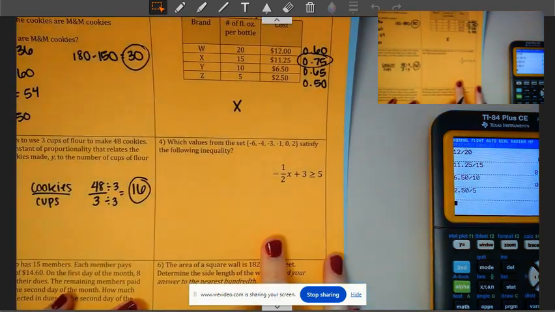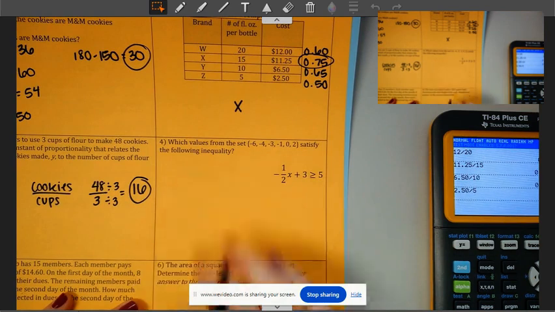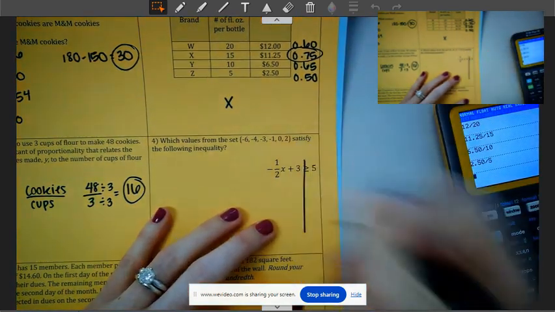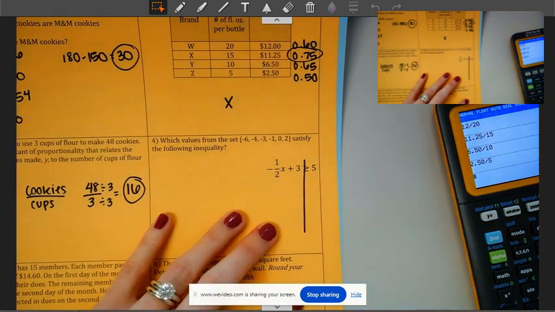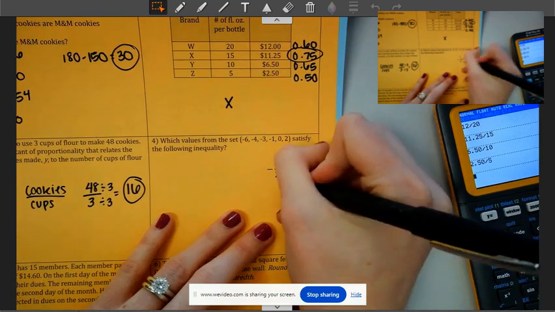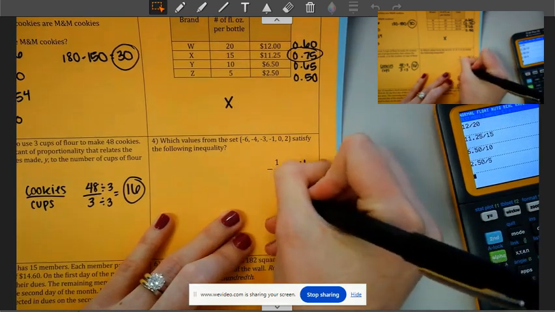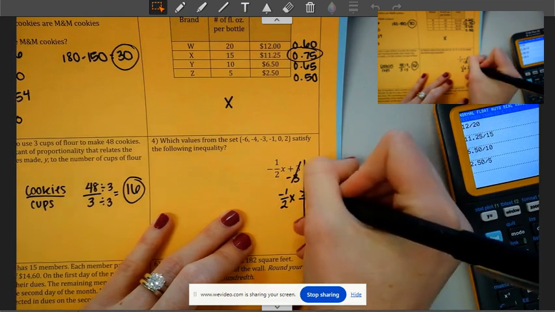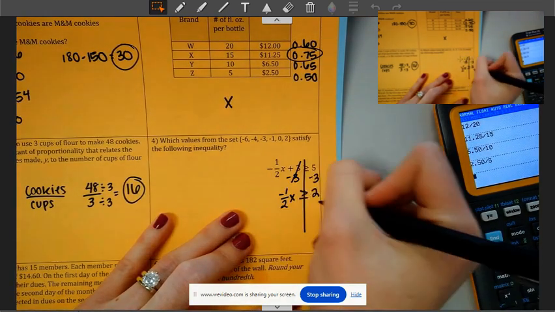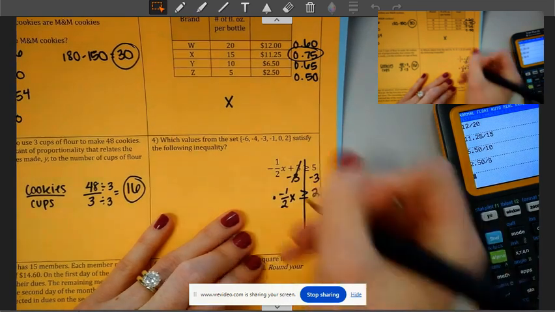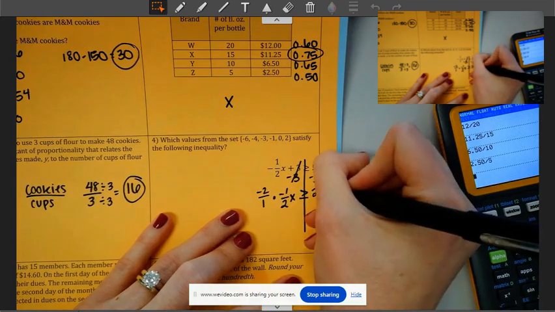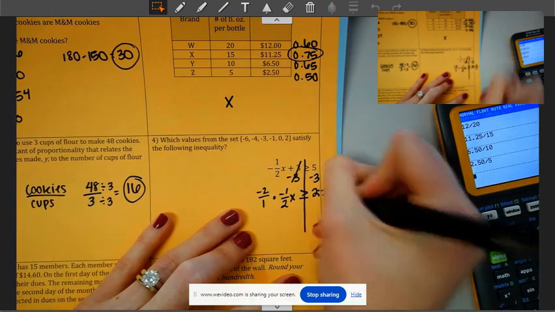Number 4, it says which values from the set satisfy the following inequality. So what I'm going to do is solve the inequality, and then I could figure out which value satisfies. So the first thing I'm going to do is subtract 3 from each side. That goes away. I'm left with negative 1/2 X is greater than or equal to 2. So now I'm going to multiply by the reciprocal because I'm multiplying by a fraction here. So I'm going to multiply by negative 2 over 1.